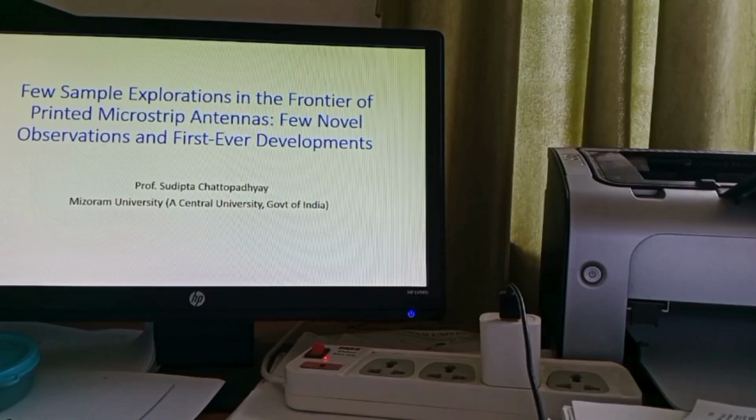So, in our research laboratory, we have found several insightful explorations for the first time. Out of them, whichever I have in front of me, I have portrayed here. The title of this short presentation, where I have given some exemplary novel work coming out from our research laboratory, is portrayed. A few sample explorations in the frontier of printed microstrip antenna, a few novel observations and first-ever developments which we have done, have been portrayed in this talk.